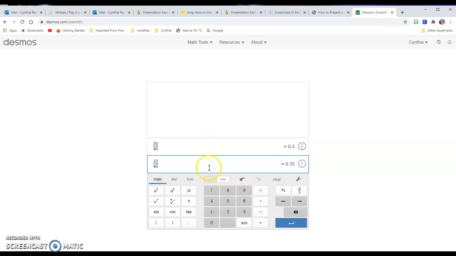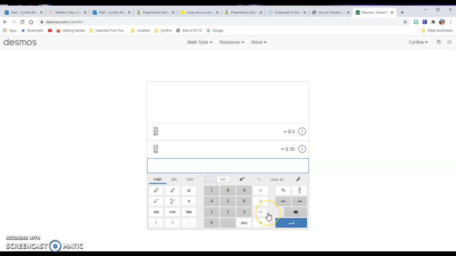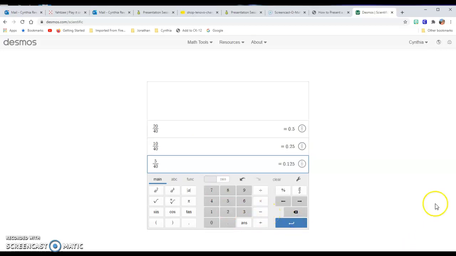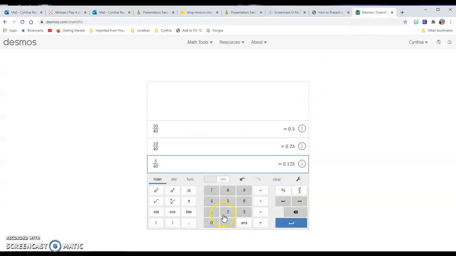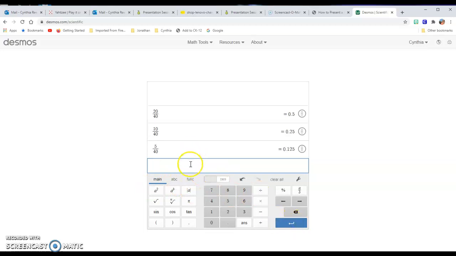10 divided by 40 is 0.25. And 5 divided by 40 is 0.125. So I'm just going to fill those in on my graph. And I am clicking the T for text so I can go ahead and type. And if I add those up, those would be equal to 1.